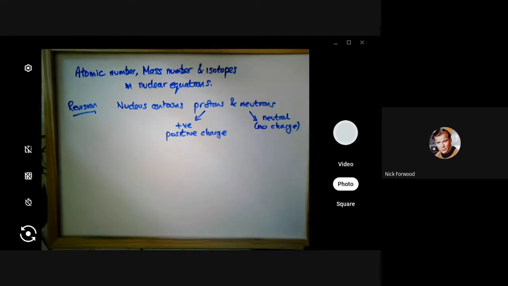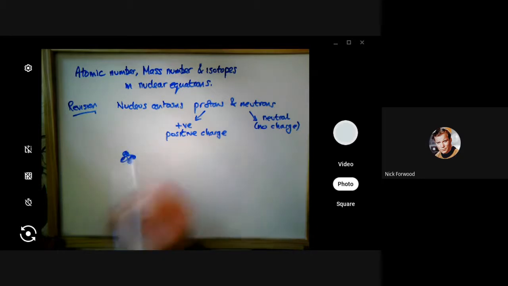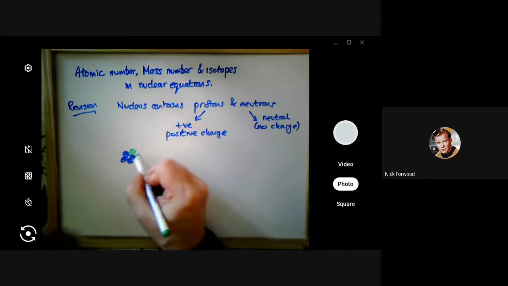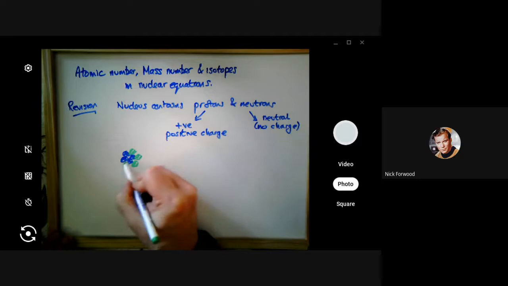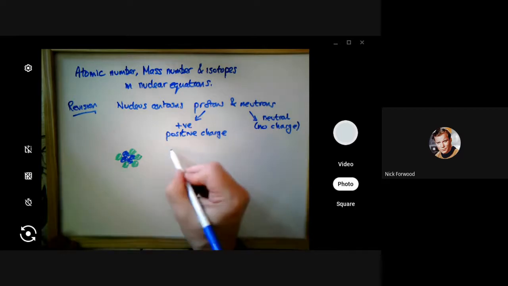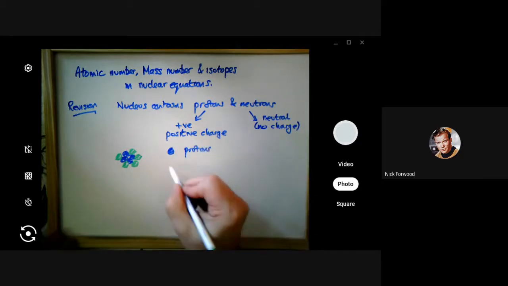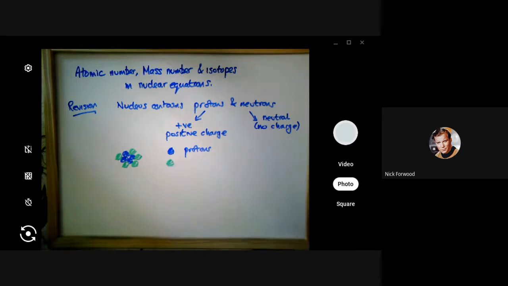Okay, now to make an atom overall neutral, there must be an equal number of negative electrons. So we've got our protons. I'll just draw some protons. I'll color them in blue. They're not really blue, but I'll color them in blue. And I'll draw some neutrons. And they're not even necessarily arranged like this. Okay, so I've got protons, which I'm going to draw as blue circles, and neutrons that I'm going to draw as green circles.